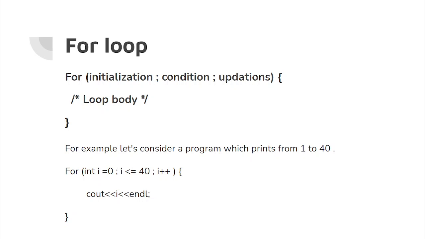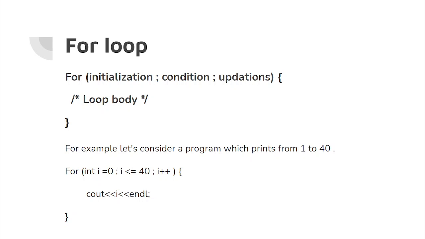So let us understand this from an example in which we are writing a program which prints from 1 to 40. Here the same for loop is used here. Then we have int I is equal to 0, which is the initialization part. Here we are considering the value of I, the integer, to be equal to 0. That is our initialization part.